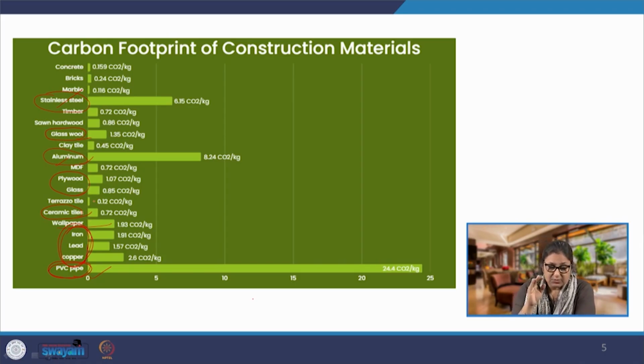The smallest, the tiniest footprint is that of the natural materials. So, if we are looking at stone, marble, or if we are looking at wood which is naturally procured, but not industrially seasoned.